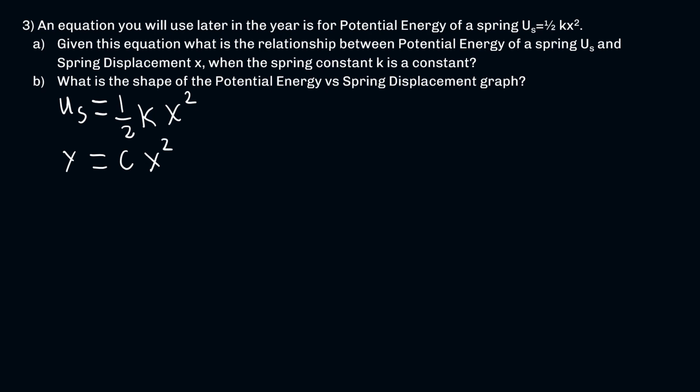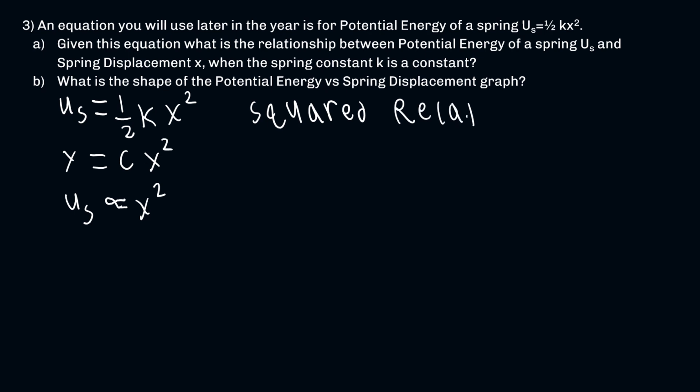So I have here then that my Us is going to be directly proportional to my x squared, and that is going to give me a squared or a quadratic relationship. So that is part A done.